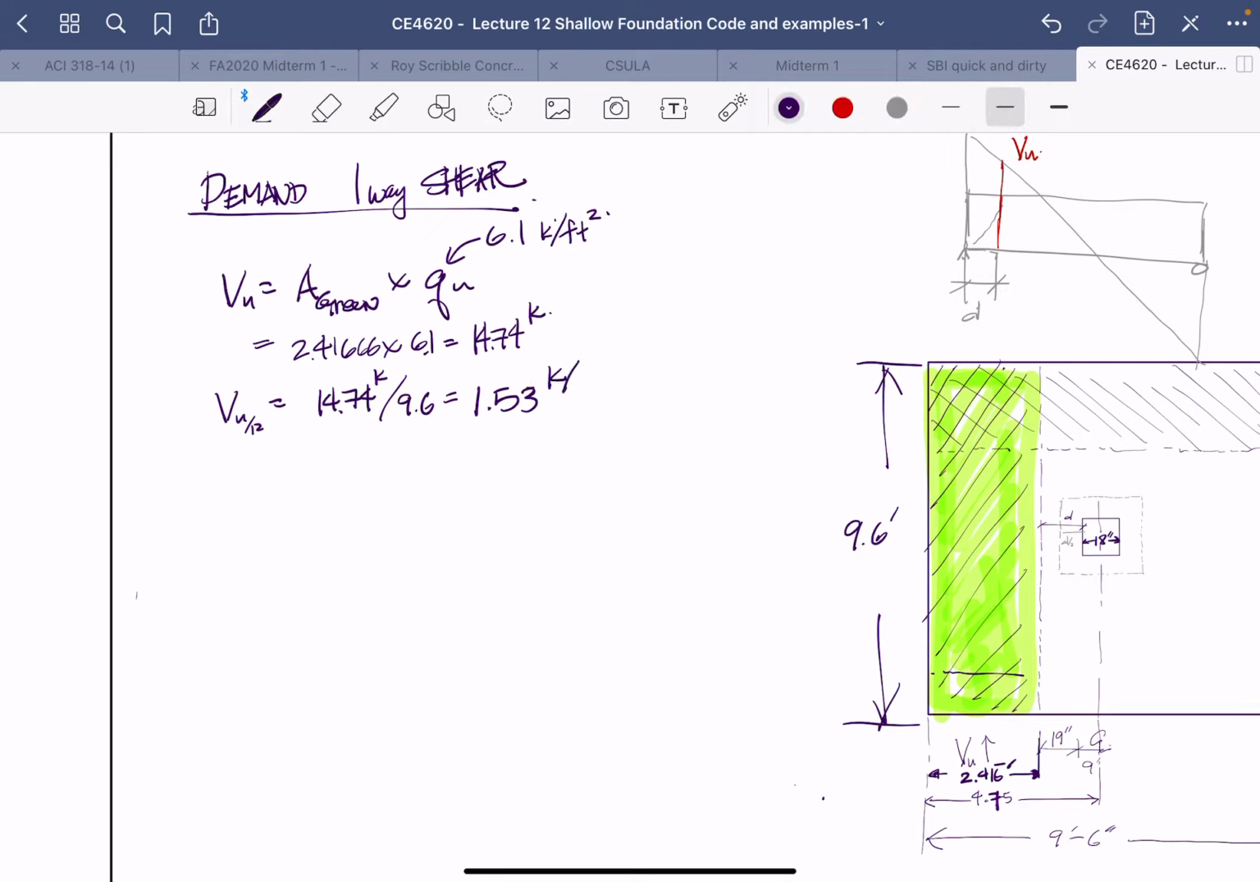So let's see how you would show that. If you were to just shorthand the answer, you would do something like this. You'll say it's a 9 foot six by 9 foot six square, with number 8 at 12, right? You do each way.